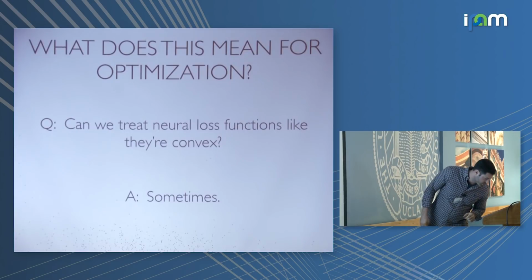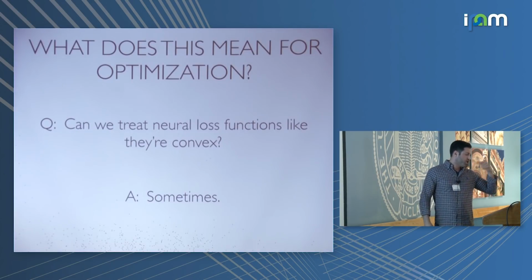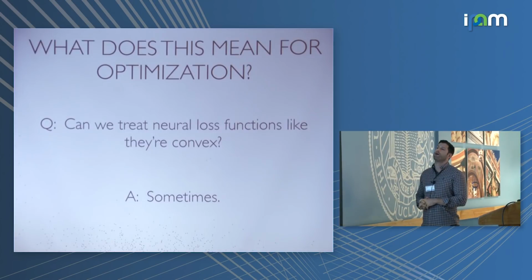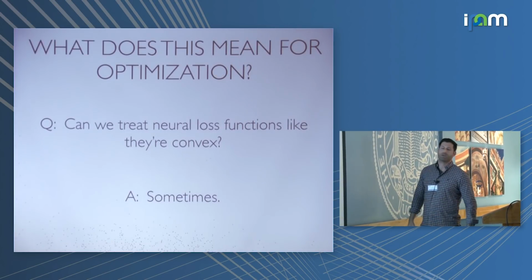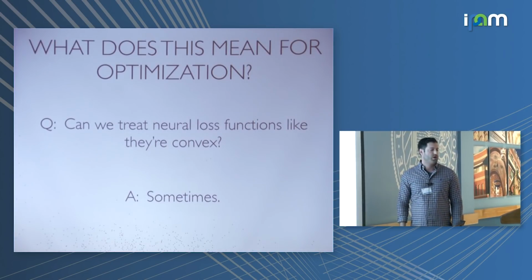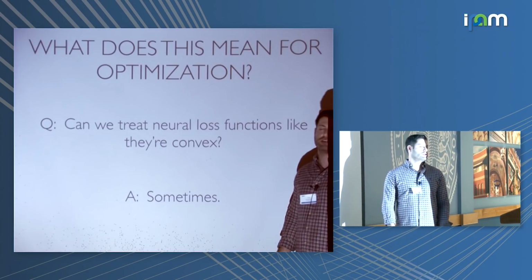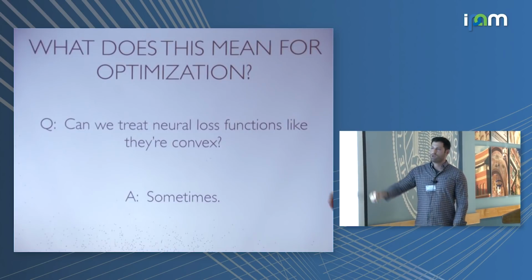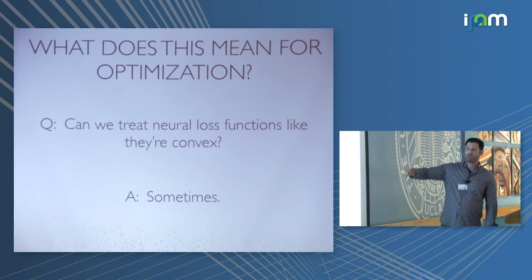Okay, so what does this mean for optimization? If we have time, we'll try to return to this visualization issue a little later. But what does this mean for optimization? Can we treat neural loss functions like they're convex? I just said, well, well-behaved loss functions, at least locally, they look convex. Can we use convex analysis to say useful things about them?